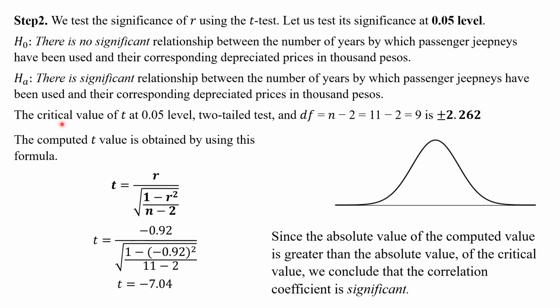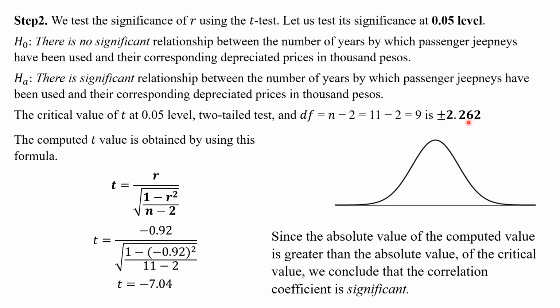So, yung ating critical value of t at 0.05 level, this is a two-tailed test. Then yung ating df or yung degrees of freedom is equal to n minus 2. Yung n natin, that is the sample size. Kung ilang sample meron tayo, which is 11. So, 11 minus 2 is equal to 9. So, yung ating critical value is positive, negative 2.262.